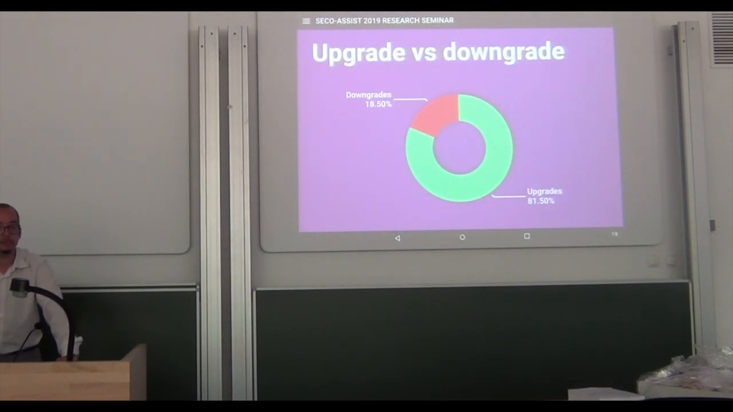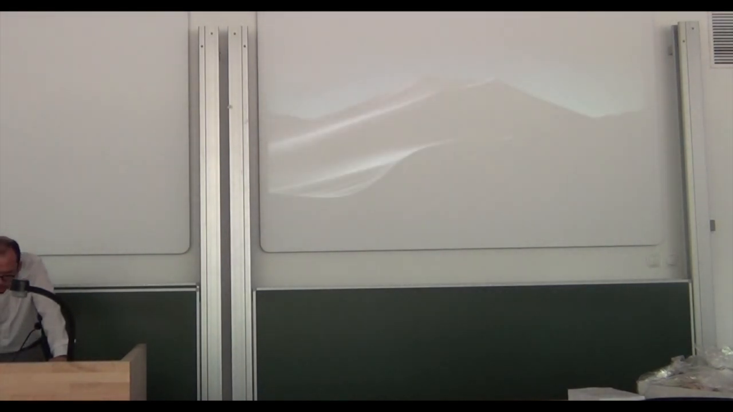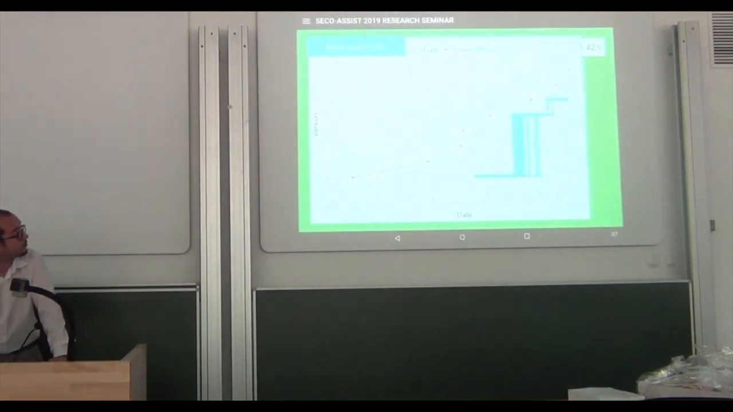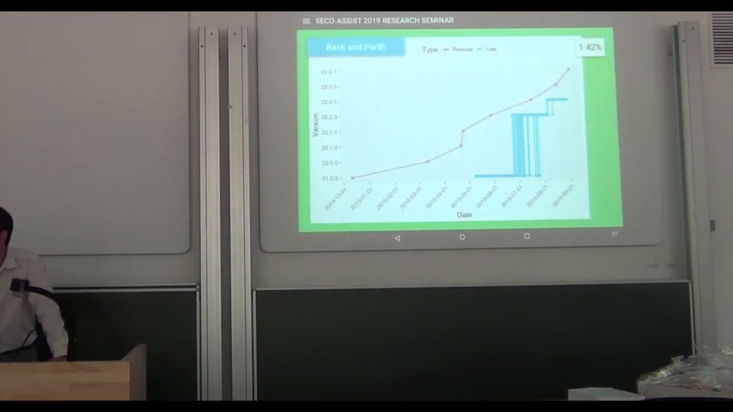pull requests. So if they have two branches, one in which they are using the new framework and one in which they are using the old one, then after the merge you will see a lot of this kind of stuff. But indeed we didn't find that many cases. So for the back and forth it was about 2%, so it's 1.50. In any case it's a lot of problems.